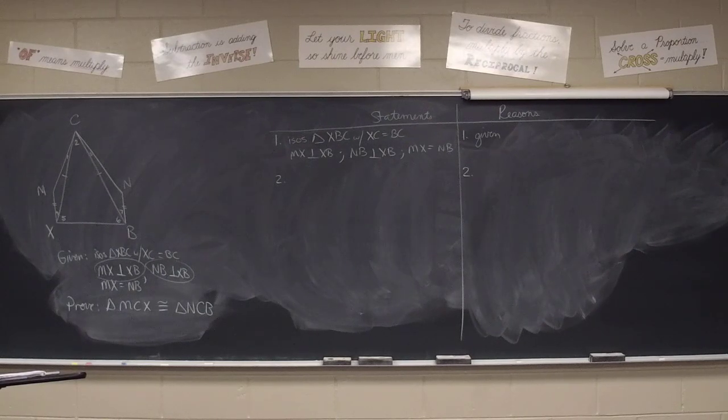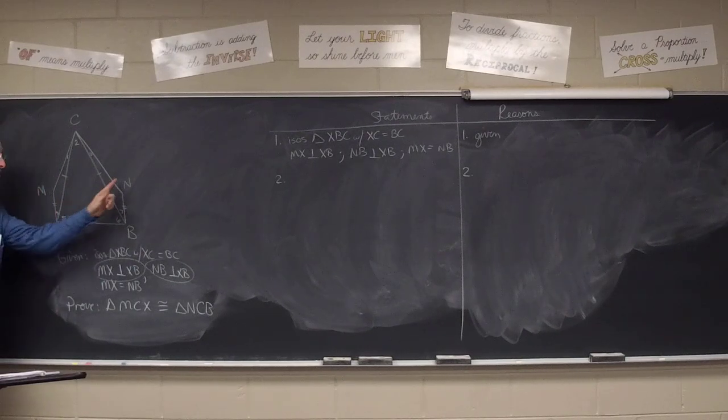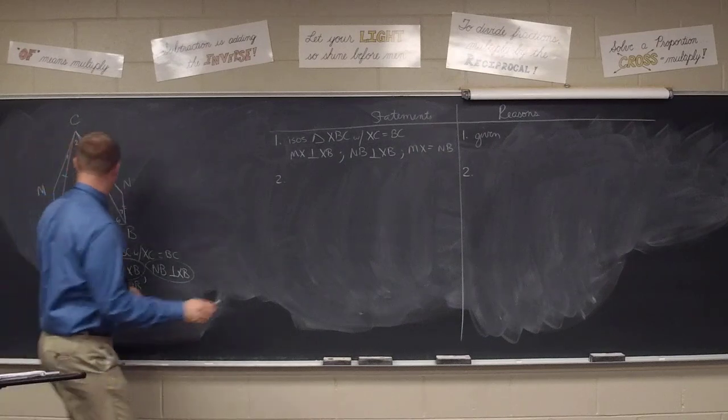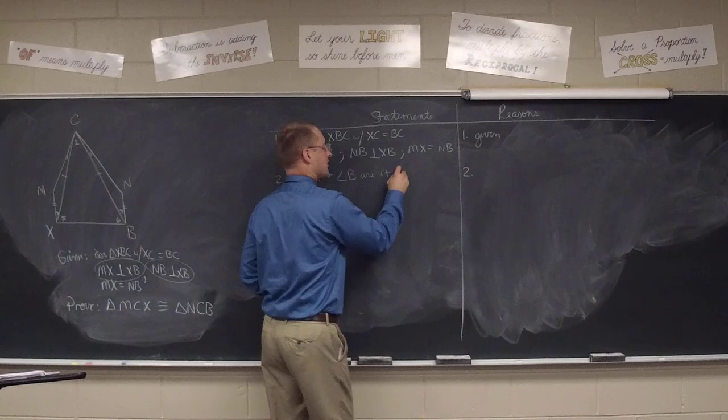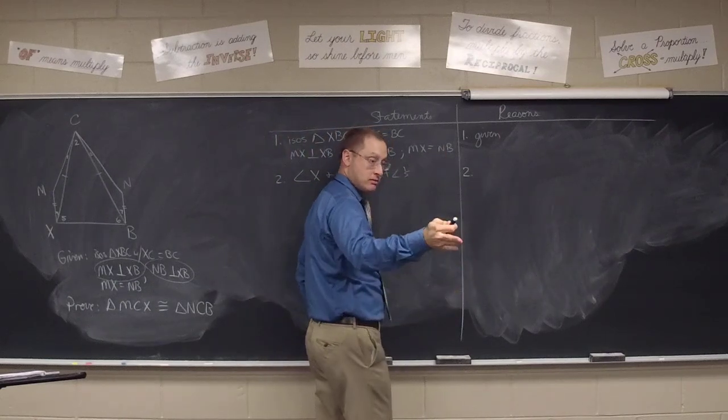Angle B and angle X are right. Good, the angle X, which is the whole angle at X, correct? And angle B, this entire angle at B, they're right angles. Angle X and angle B are right angles. Reason?